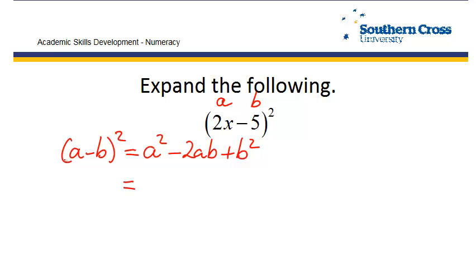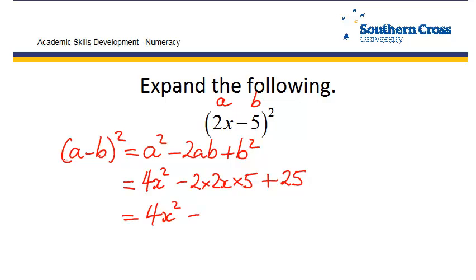So a squared is going to be 2x all squared, which is 4x squared. Subtract 2 times a, which is 2x, times b, which is 5, plus b squared, 5 squared is 25. So just tidying up this middle term, we've got 2 times 2 is 4, 4 5s are 20, so that's 4x squared minus 20x plus 25.